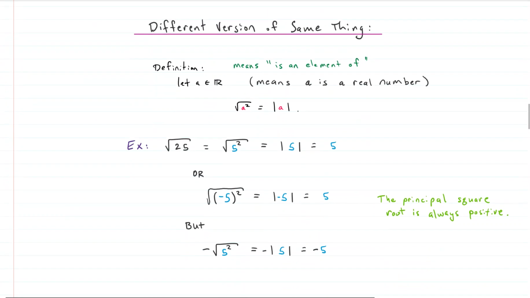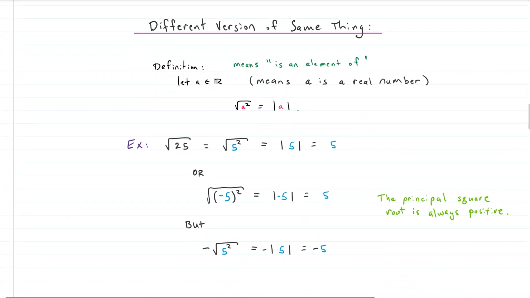So let's talk about a slightly different version of this same thing. This one perhaps is a little more mathematical. So if we let a be an element of the real numbers, so this little E-looking thing, it's an epsilon, it's a Greek letter, and it means an element of. That just means that a is a real number.